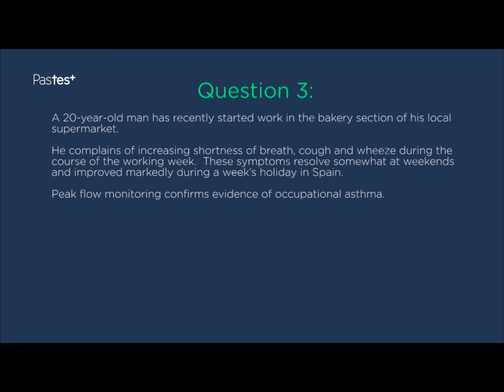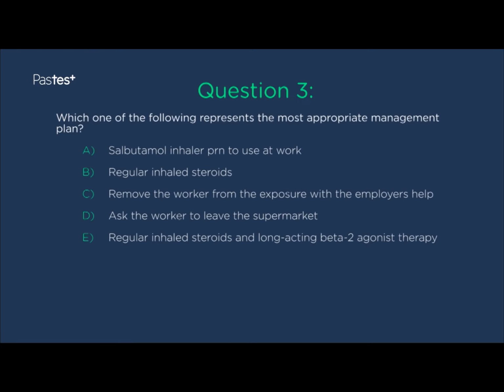We discussed this patient in the last question, and we advised peak flow monitoring. And this was performed, and it confirmed evidence of occupational asthma. So we found a link between him being at work and his peak flows dipping. The question for you is, which one of the following represents the most appropriate management plan? You have 5 options. Take some time to think about them, and we'll discuss the answers.